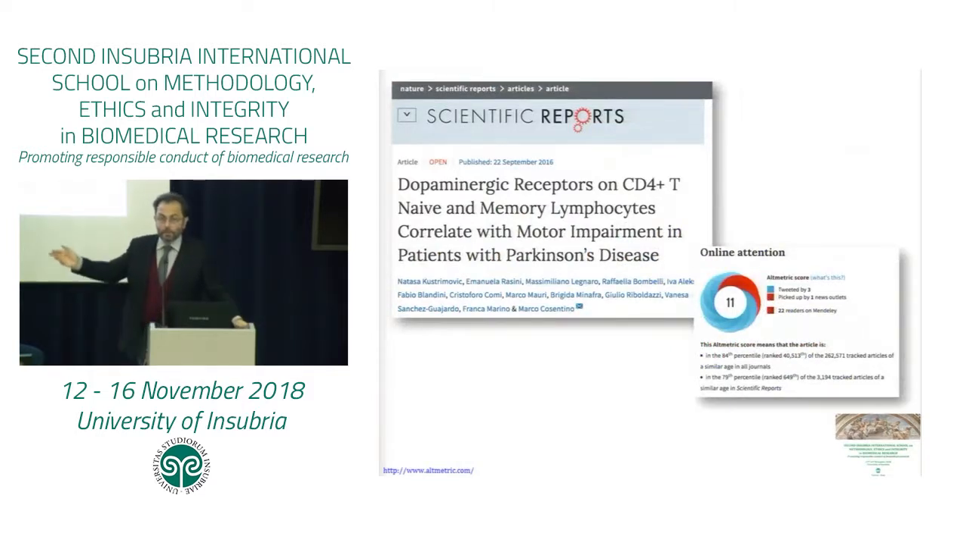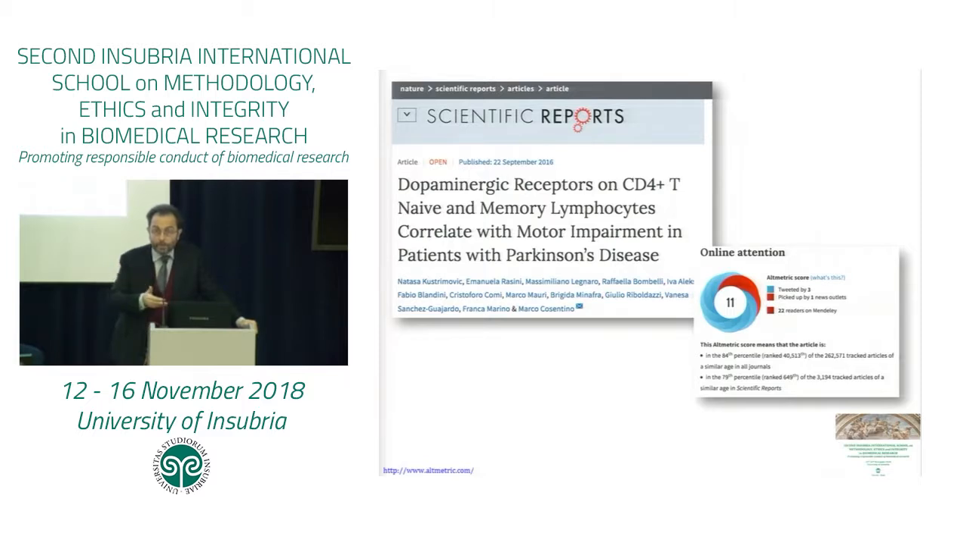Just an example, this is a paper that we published a couple of years ago in a very good journal. Online attention, this symbol, this donut with different colors, indicates the total score obtained on this Altmetrics. Many journals provide this service, in particular open access journals, and you see, we have 11, it's good, it's bad. Additionally, this journal also says you were cited about 14 or 15 times so far in 2 years, which is good.